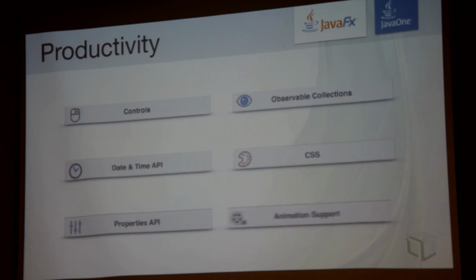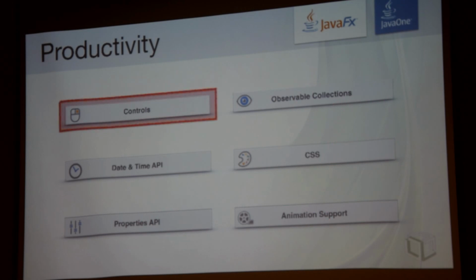You get better controls. Now, the next one, date and time API, is not part of JavaFX, but because I'm comparing Gantt charts with each other, I thought it's important to mention this too, because this was a big game changer for me, because it made my life a whole lot easier writing the second Gantt chart. And you get properties, observable collections, you get CSS and animation support. Let's start with controls.